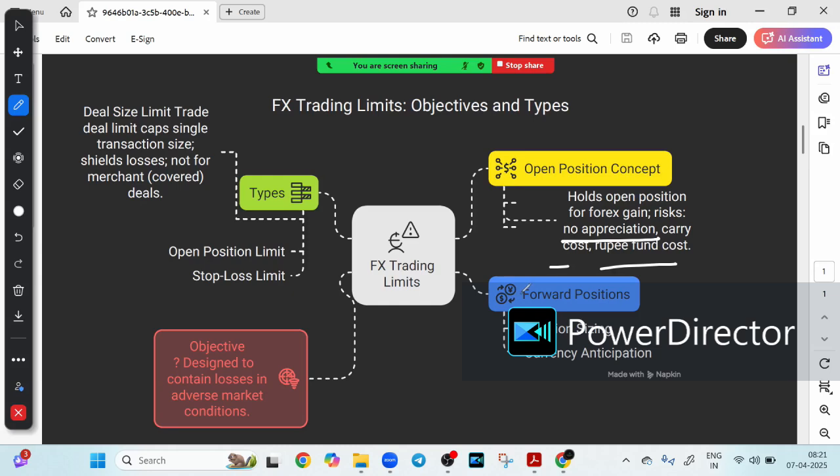Now friends, we have discussed the open position, now let's discuss the forward position. Whenever you see the open position, just remember this key point: the bank holds a currency position open expecting to gain from the forex movement.